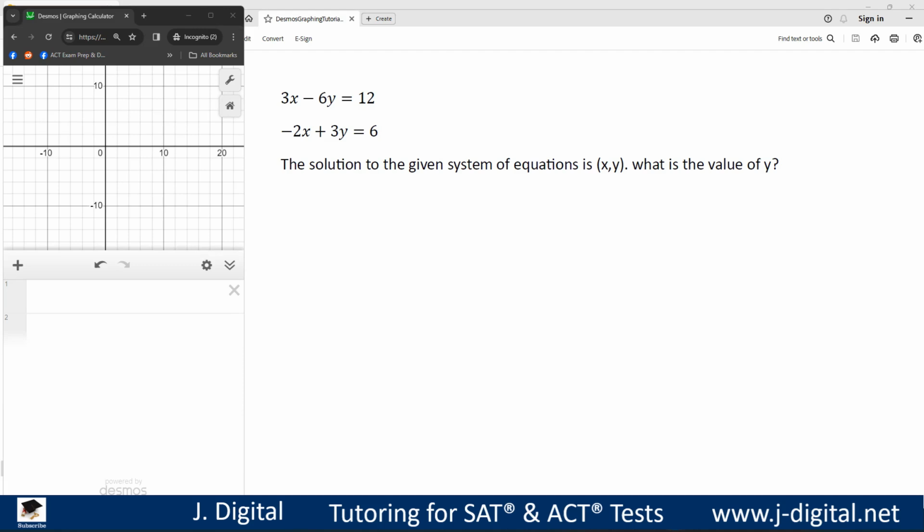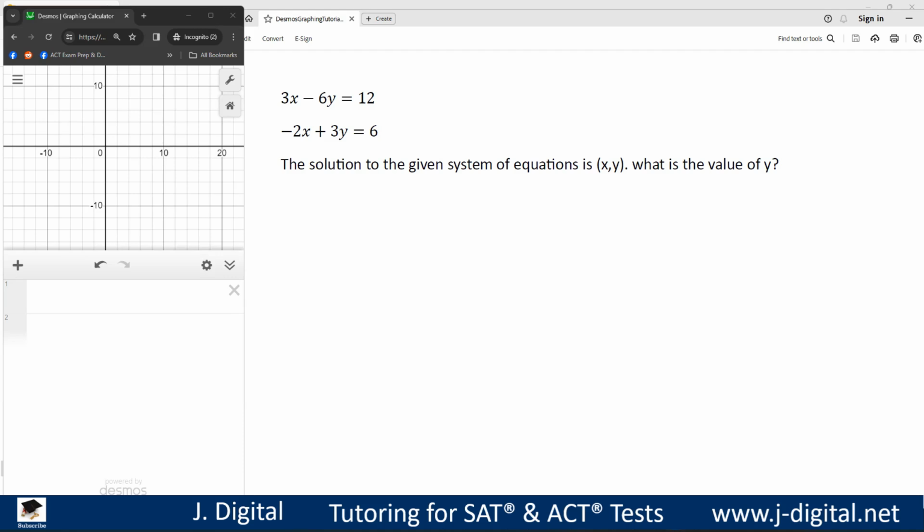All right, let's take a look at this example SAT problem. We have a system of linear equations, 3x minus 6y equals 12, and negative 2x plus 3y equals 6. Now the solution to a system of equations is where those two lines intersect. Okay, so we want to find that point, at some point (x, y), and we want to know what the y value is.